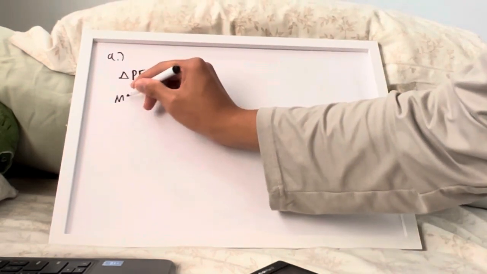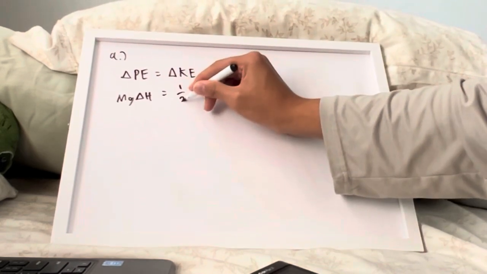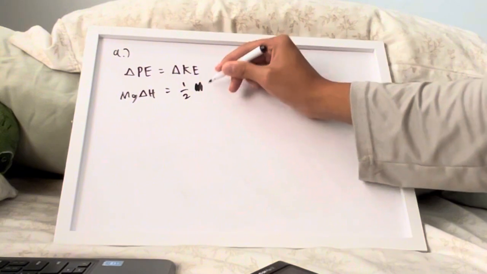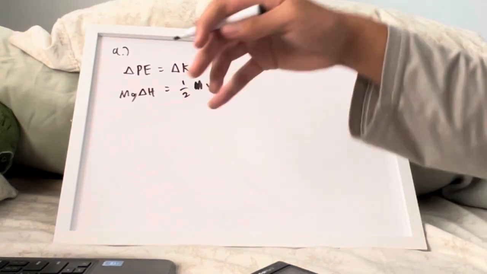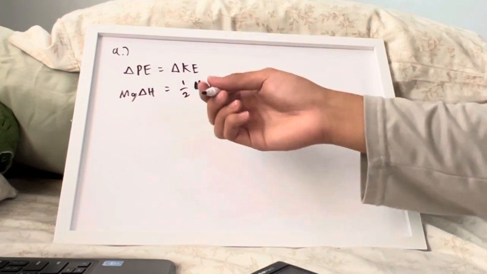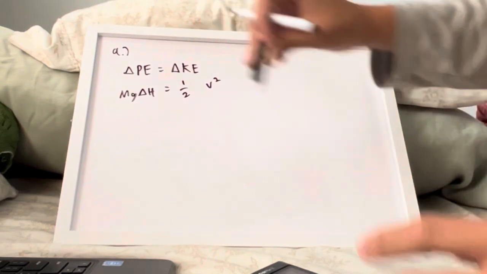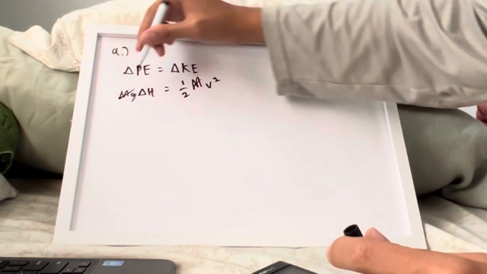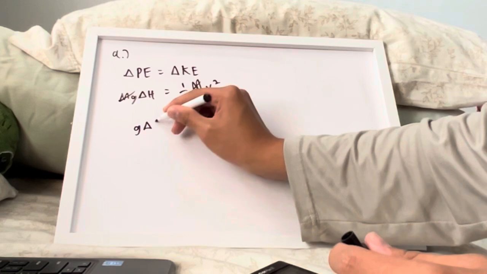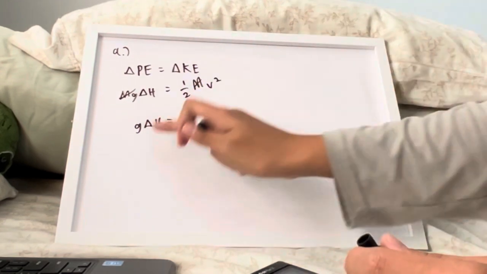So yeah, it's conservative. So I know that this is going to be mg change in h, which is equal to 1/2 m v squared. I can do this because I know there's no initial kinetic energy, so the final kinetic energy is just going to be that v I'm looking for, because there is no v to account for when the ball is held up at rest. So the m is going to cancel out, and that's g delta h is equal to 1/2 v squared. But how do I find delta h?